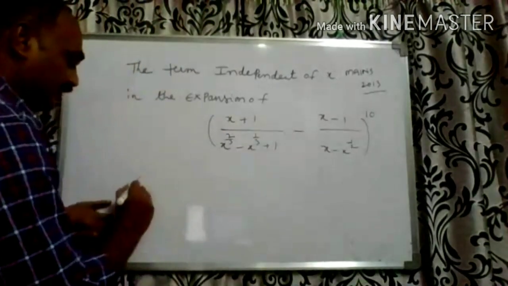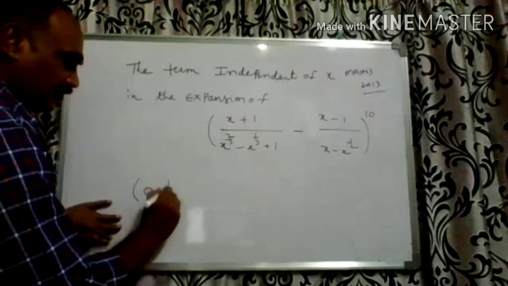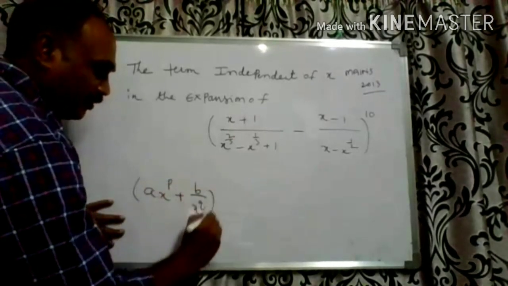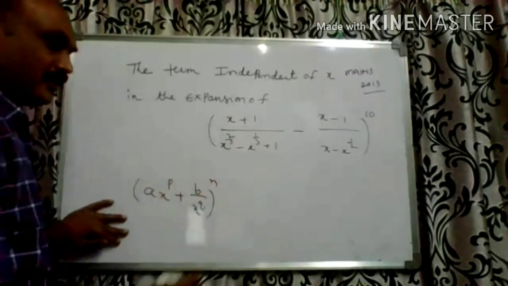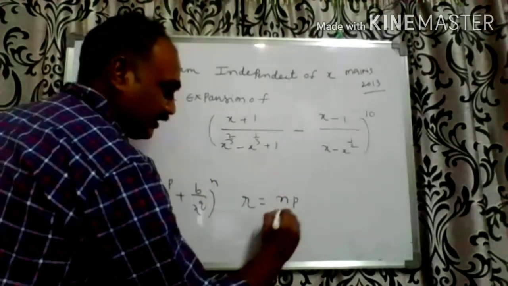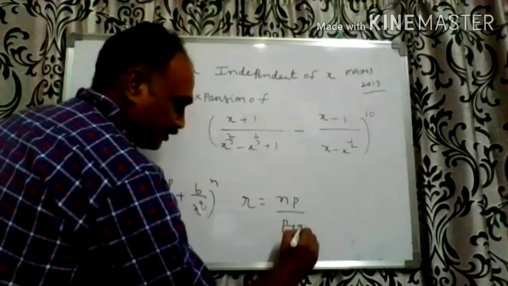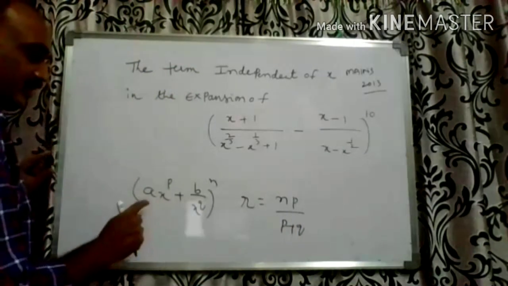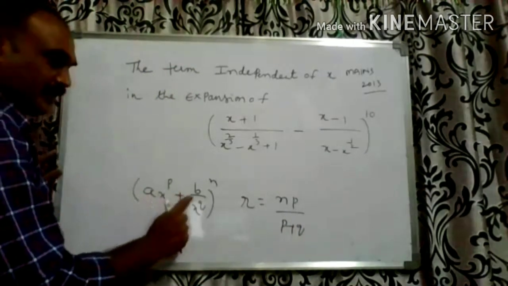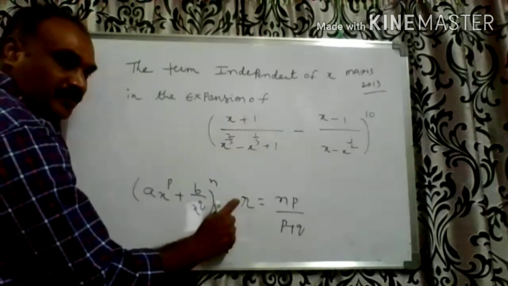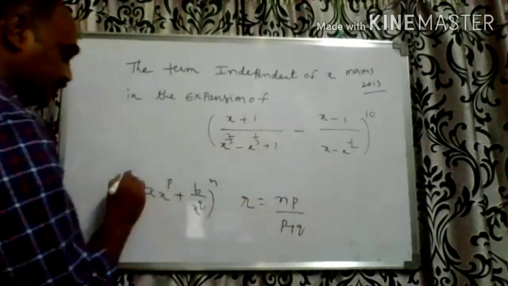So comparing the given expansion with (a into x power p plus b by x power q) whole power n, first calculate r. r is equal to the formula np by p plus q.